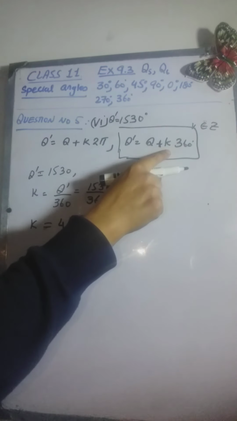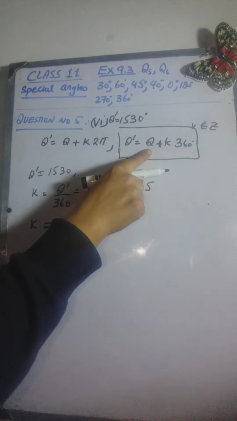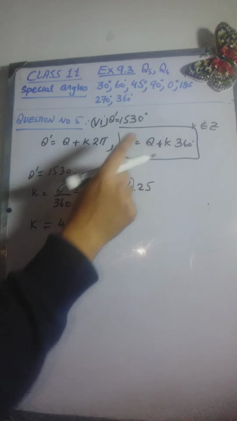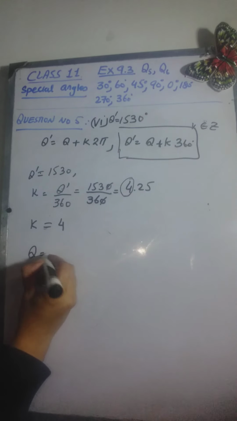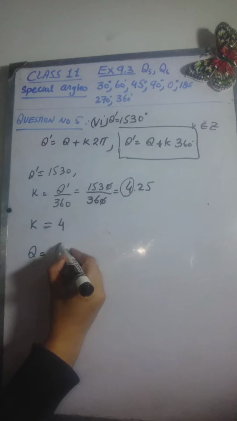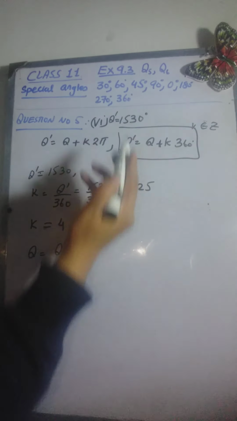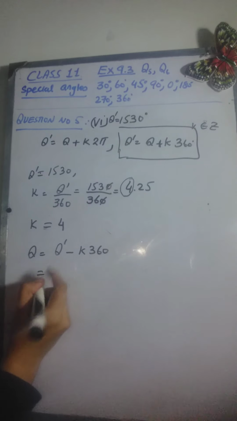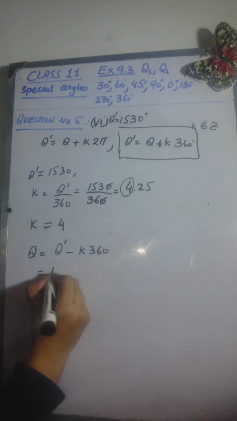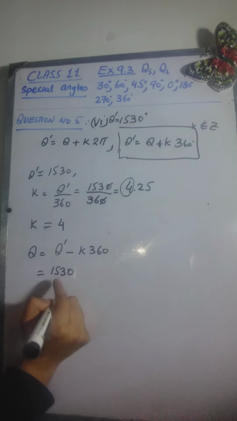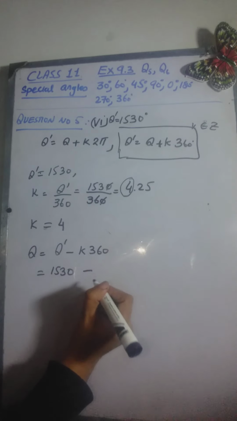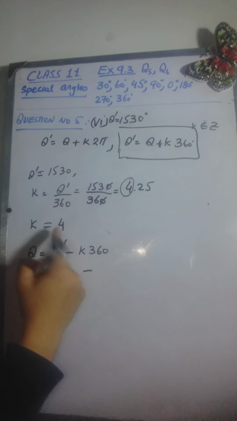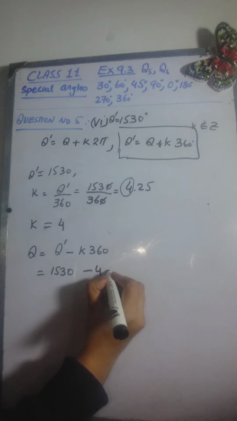So we have obtained k. Now the only thing that we have to find is theta. From this expression, the formula for theta can be theta dash minus k times 360. Now theta dash was the angle that was given to us in the question, 1530, minus k, which we have approximated to be equal to 4.